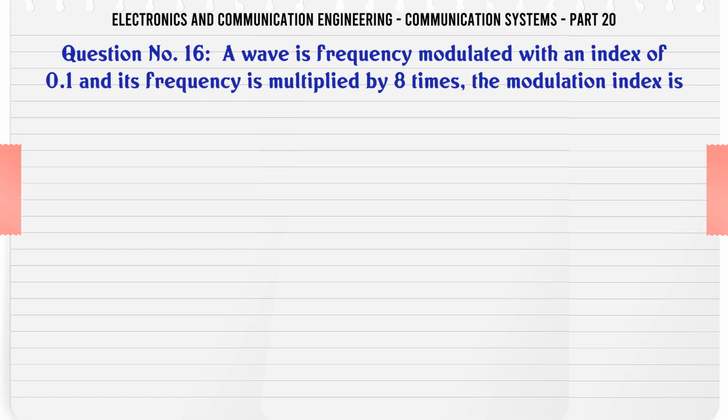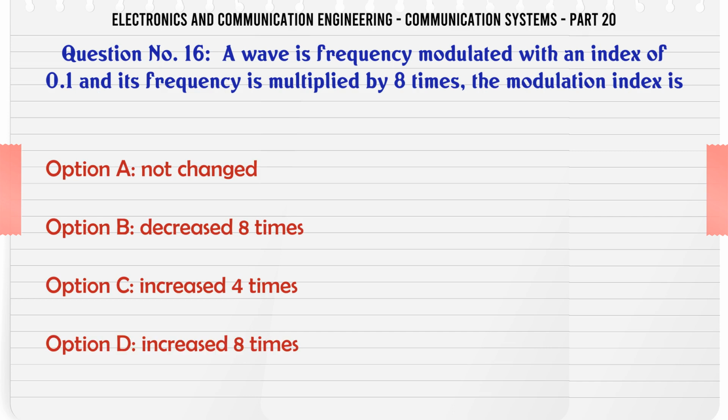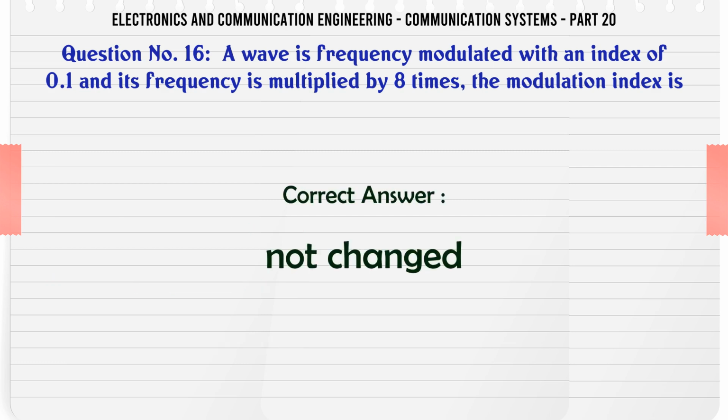A wave is frequency modulated with an index of 0.1 and its frequency is multiplied by 8 times. The modulation index is: A, not changed; B, decreased 8 times; C, increased 4 times; D, increased 8 times. The correct answer is not changed.